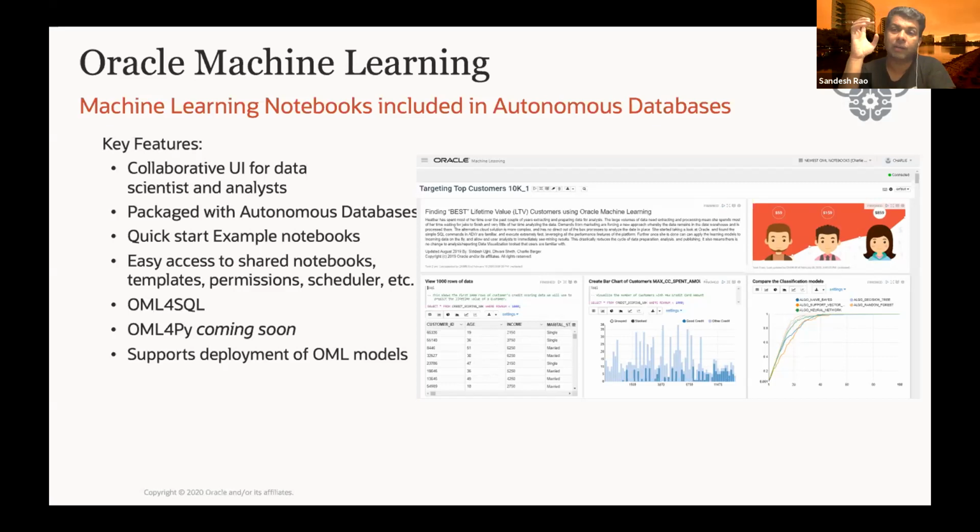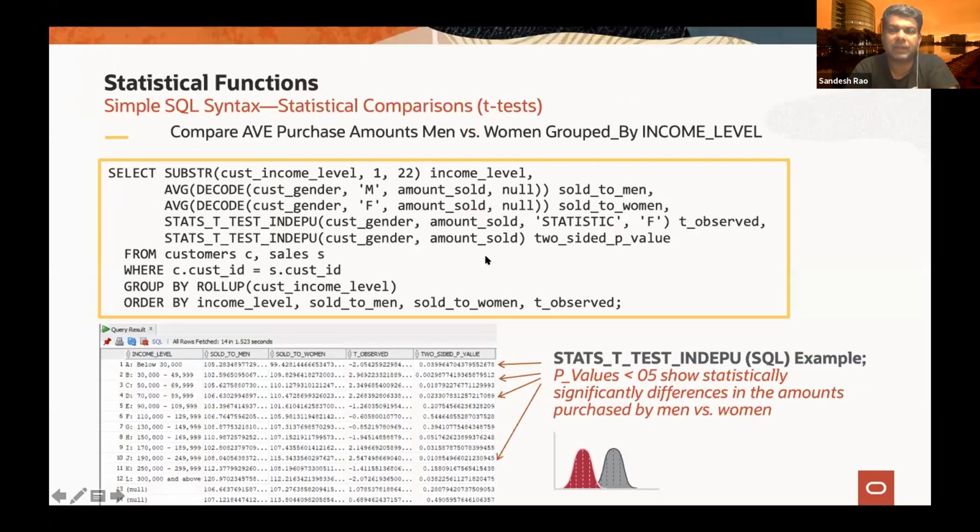And then we've always had SQL support for all of this, but at the same time, we also have people that wanted to use Python. A lot of machine learning, a lot of people basically like Python. So in order for them to use Python, we've actually come up with this thing called OML for Pi. We're going to release this sometime very soon. And this is going to allow people to basically use Python along with data that sits inside the autonomous database. Now here's a couple of examples I put here.